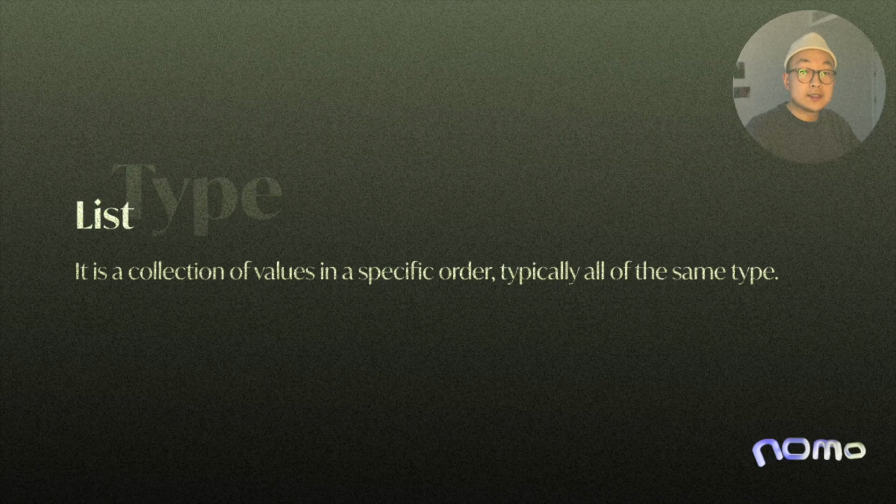Last but not least, the data type: list. A list is a collection of data values in a specific order, typically all of the same type. If you do make a field a list type, you can store multiple values in the same record.